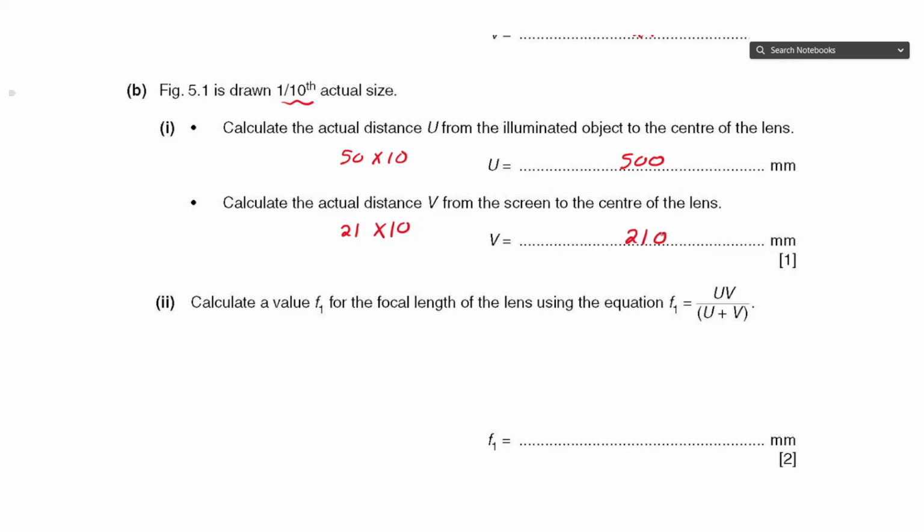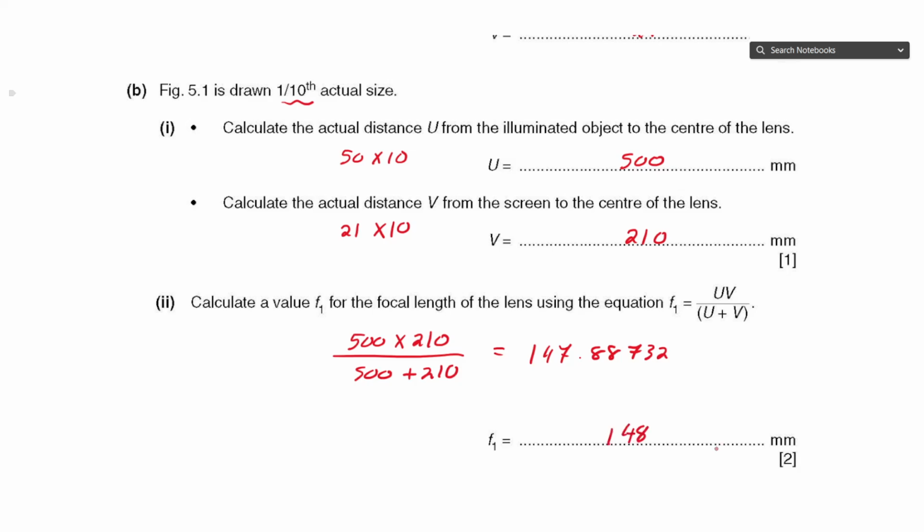So that's 210 millimeters. Part (ii) says calculate the value f1 for the focal length of the lens using the equation f1 is equal to uv over u plus v. So 500 times 210 over 500 plus 210. That gives an answer of 147.88732, and so on. This is approximately 148 millimeters.